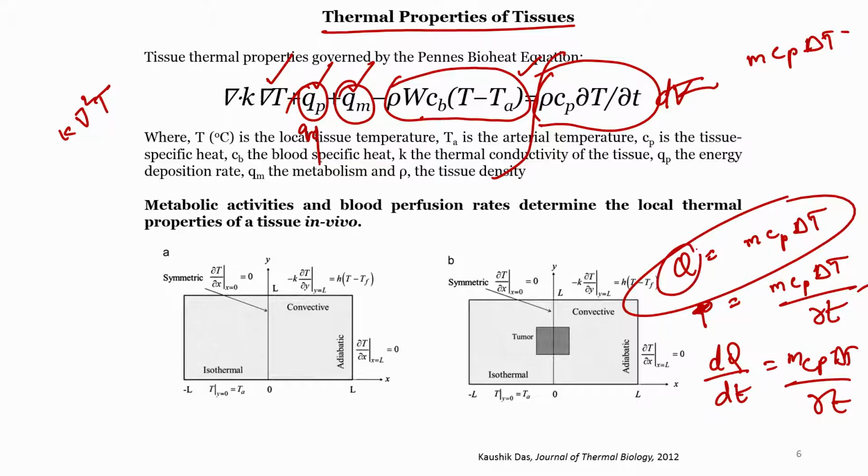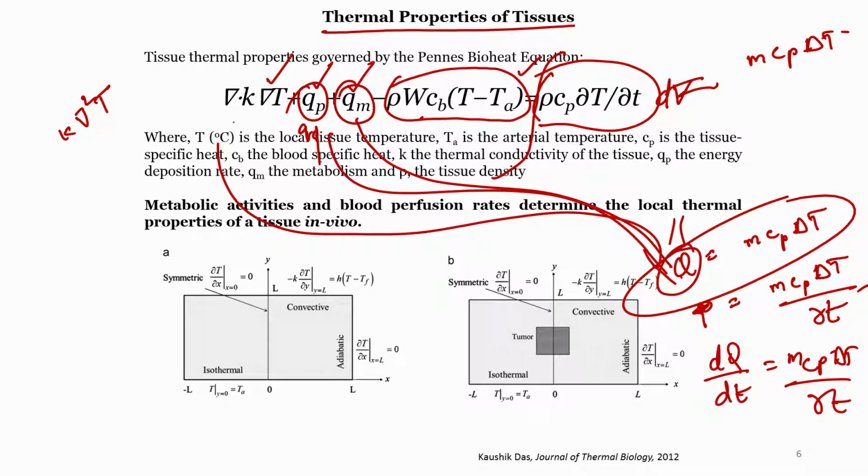But this Q is a very tricky thing. This Q has several contributing factors, which is what we have seen here. It has QP, it has QM, it has del dot K del T, it has the blood perfusion rate. So, you understood how a basic equation such as Q equal to mCp dT has been modified by the scientific community to take into account the different competing biological processes that are actually happening inside the tissue. It is finally about an estimation problem, for us to better estimate this Q value.